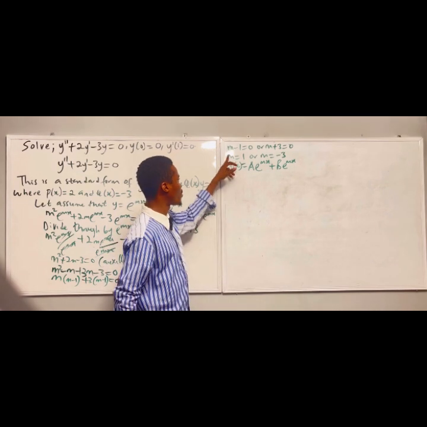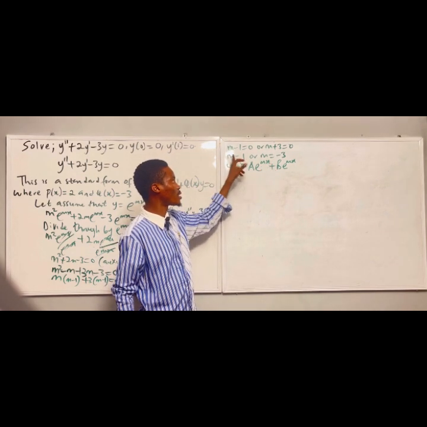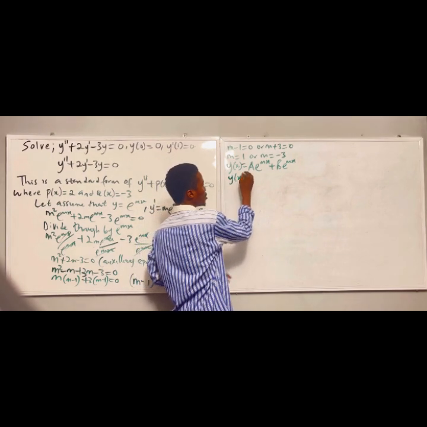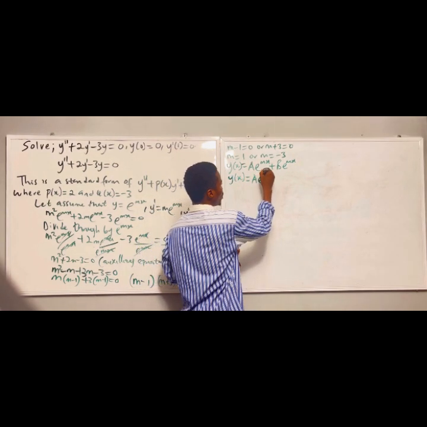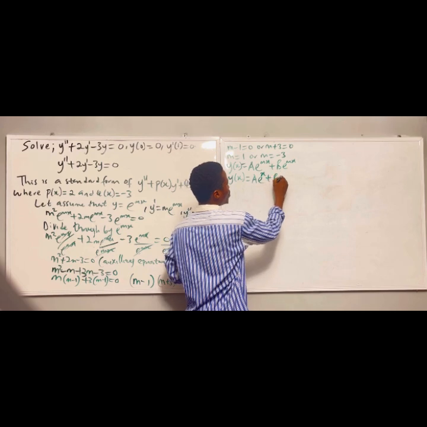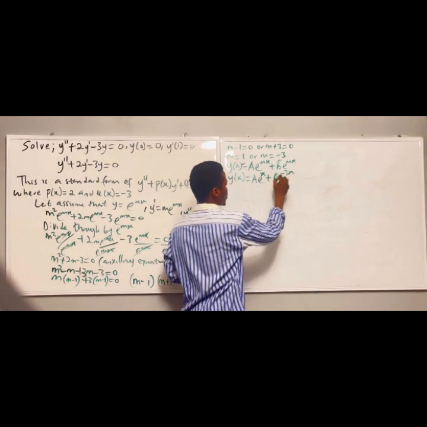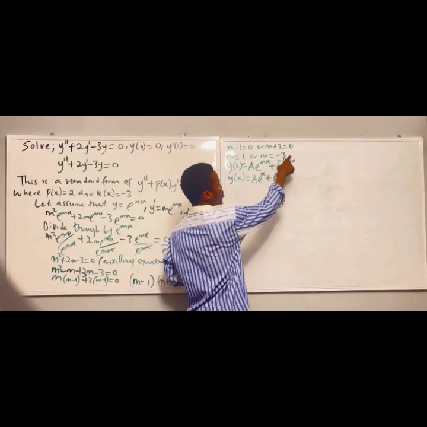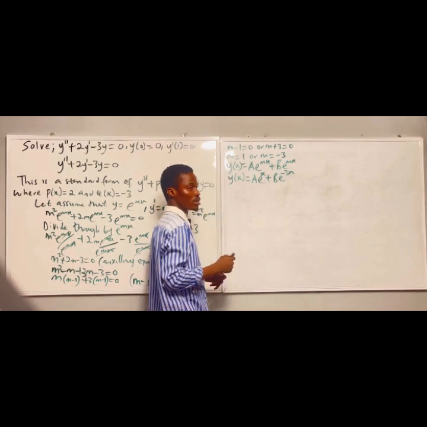So I will now plug in, whenever I see m, I plug it in here. This one will take m1, this one will take m2. I'm going to have y of x is equal to A exponential x plus B exponential minus 3x. M as 1 times this, I'm going to have x, minus 3 times this, I'm going to have minus 3x.